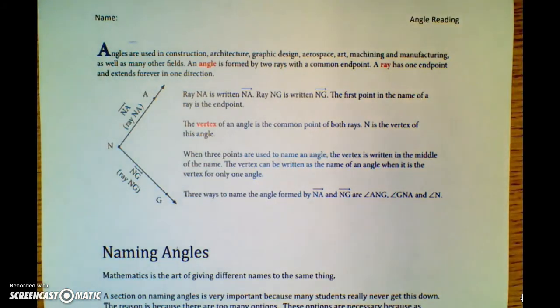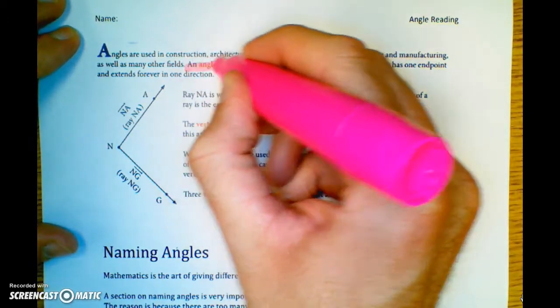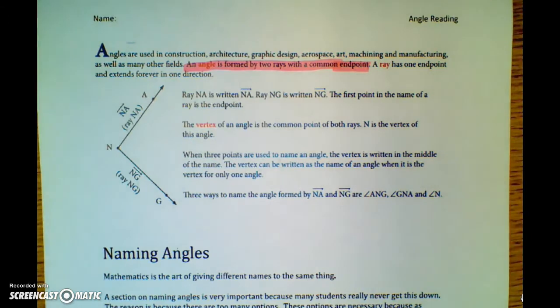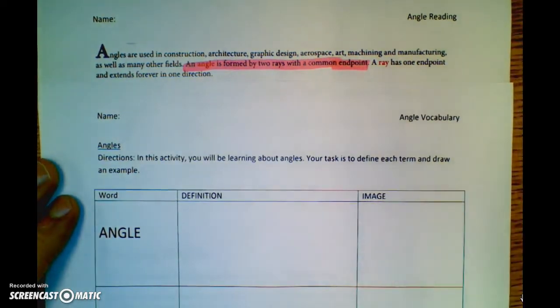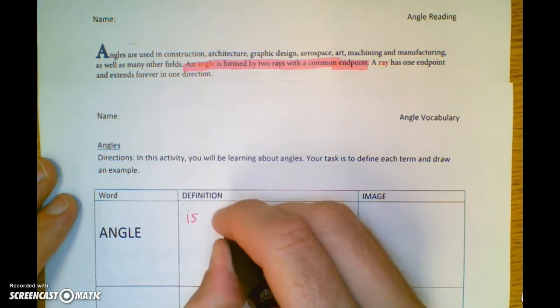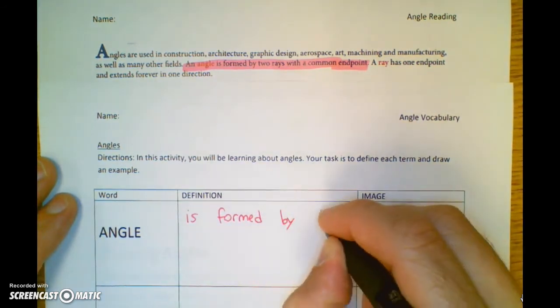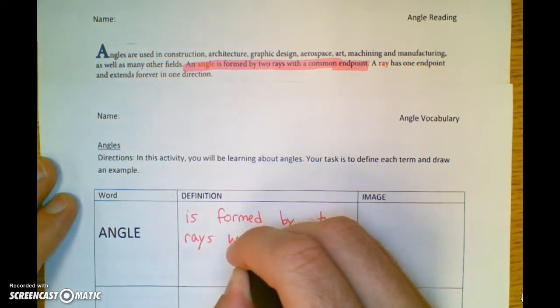So the first word's popping up right away, and if you have a highlighter, this is a good time to highlight. An angle, which is what we're learning about today, is formed by two rays with a common endpoint. So on my vocab sheet, I'm going to write that down. An angle, I'm just going to write, is formed by two rays with a common endpoint.